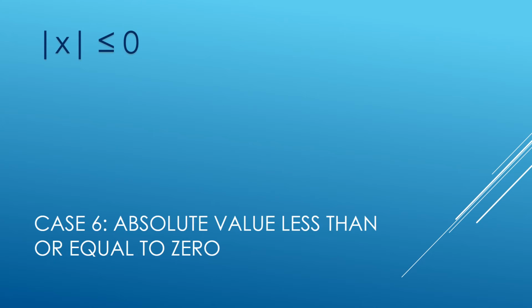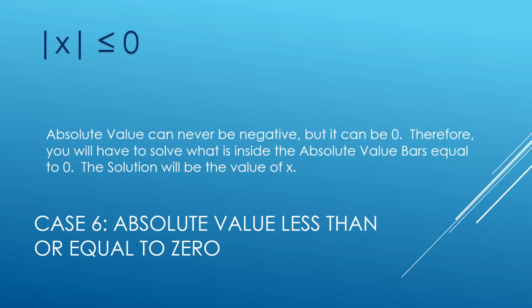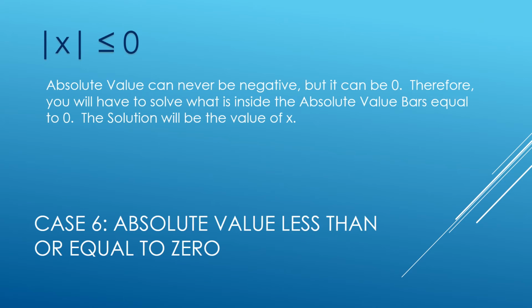Case 6, the absolute value less than or equal to 0. So this is very similar, except for we do include the point 0. So here, the absolute value can never be negative, but it can be 0. Therefore, you'll have to solve what's inside the absolute value bars equal to 0. The solution will be that value of x. So it'll just be that one number.